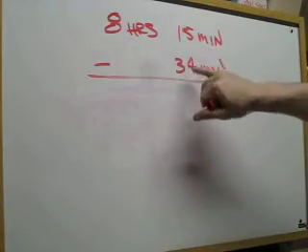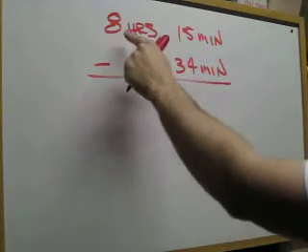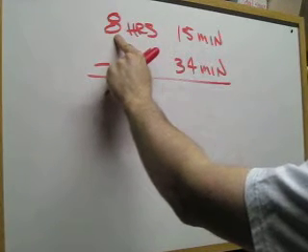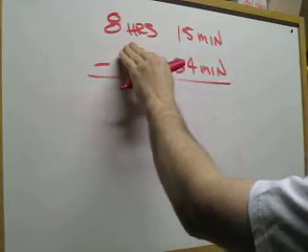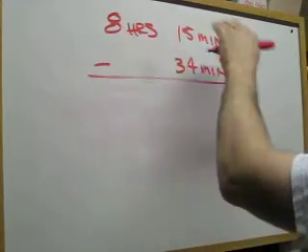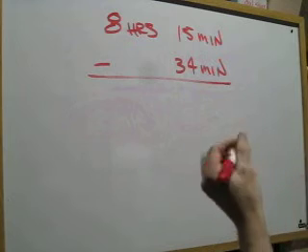Well, you can't take 34 from 15. So you have to borrow. And we've done this before in the past, so you've got plenty of practice with it. What are we going to borrow? We're going to borrow an hour from our 8 here. So 8 hours 15 minutes, we're going to change that to 7 hours and so many minutes. So it's still the same length of time, it's just going to look different.